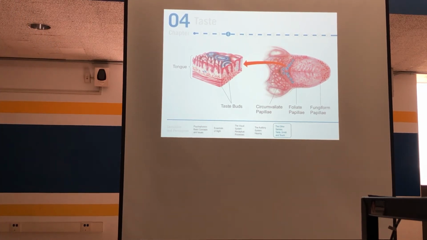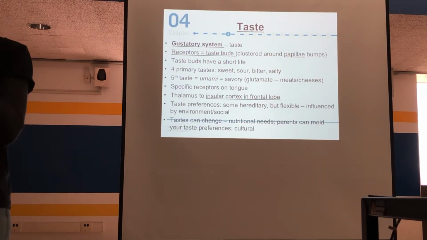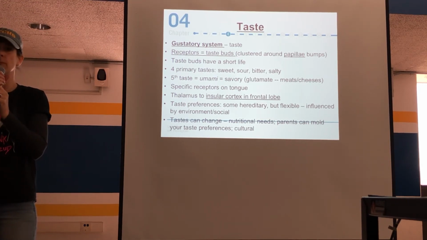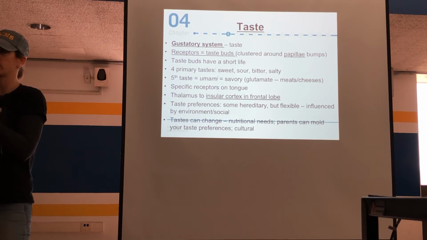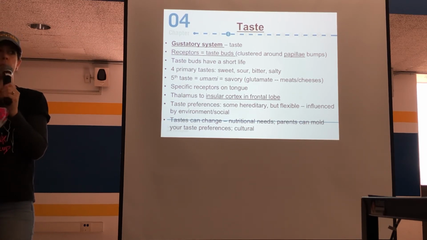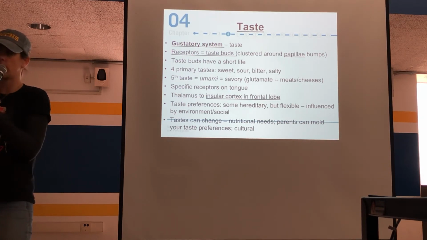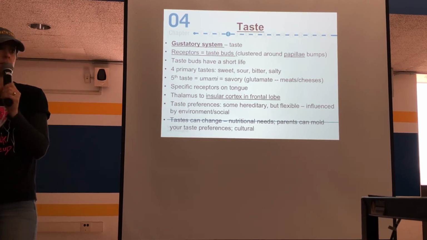What do we call the taste system? Gustatory, like gusto, or you could think me gusta, like the food. Do taste buds have a long or short life? Short. What are the 4 primary tastes? Sweet and sour, bitter and salty. Sweet and sour sauce. If someone's bitter, they're salty. What is the one they will probably try to trick you with? Spicy. Spicy is not a taste. What's the fifth, newer taste? Umami, which means savory. Savory also starts with an S. Alright?